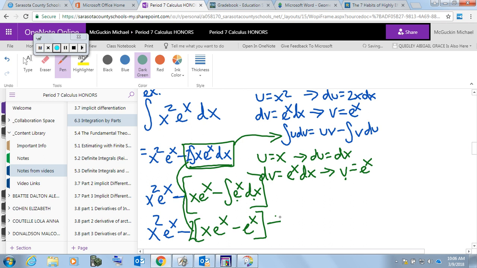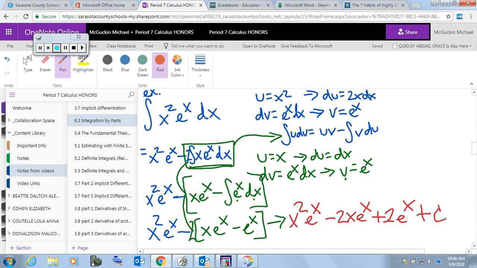And now, as we finish up our simplified answer, I'll put it in red. We have x squared times e to the x minus, I'm going to distribute that 2, 2x e to the x minus, or excuse me, plus now because it'll be positive, 2e to the x plus c. Alright, so a lot going on in there, but really nothing is different. We just had to end up doing integration by parts twice in this scenario.